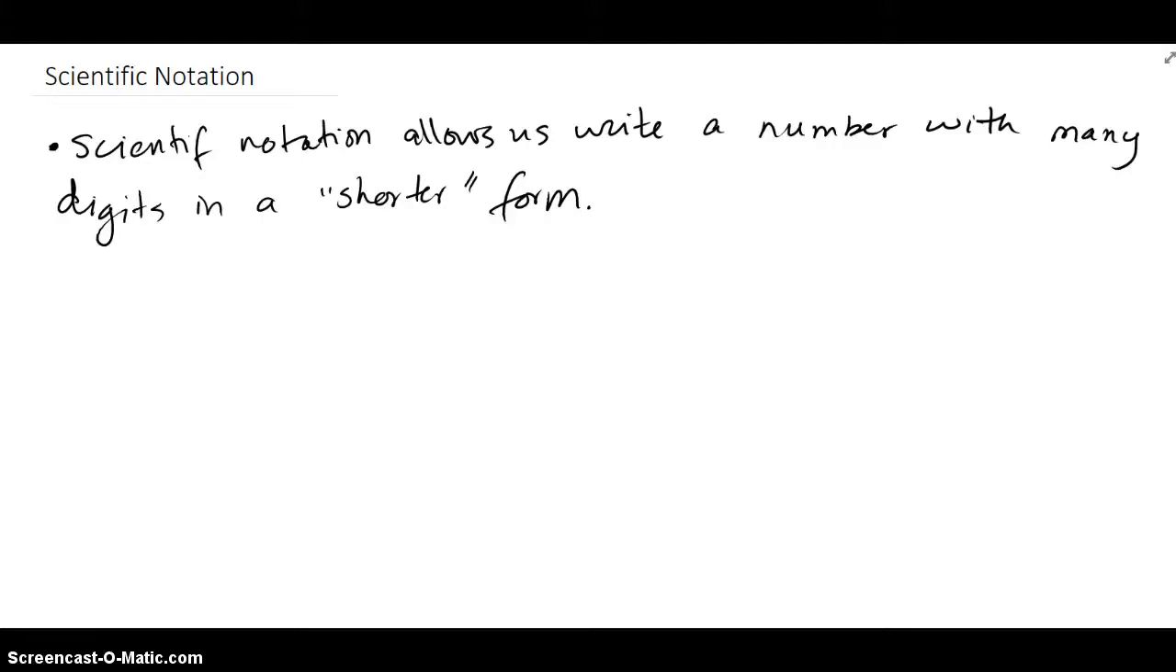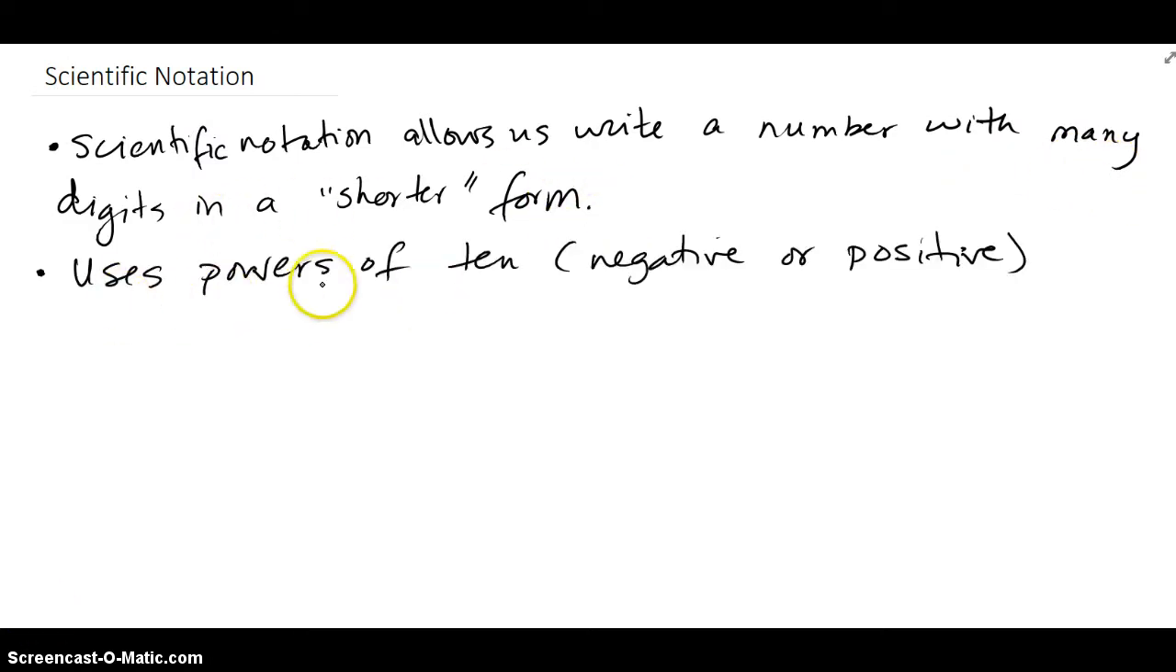Okay, we're going to look at the idea of scientific notation, which allows us to write a number with many digits in a somewhat shorter form. The idea uses powers of 10, and it could be negative powers of 10 or positive powers of 10. For example, if I'm looking at the number 2000, I can write the number 2000 as the product of 2 and some power of 10.